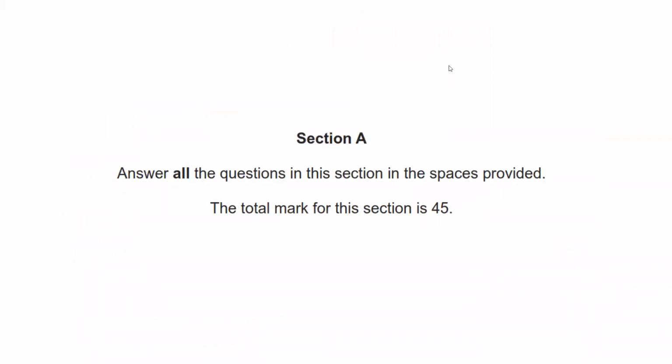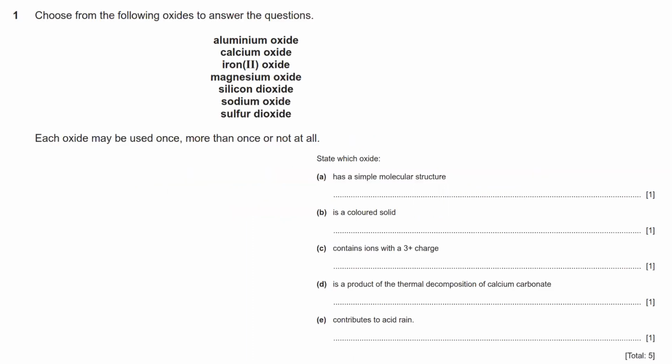Section A, answer all the questions in this section in the spaces provided. The total marks for this section is 45. First question, it says, choose from the following oxides to answer the questions. You are given the following oxides: aluminum oxide, calcium oxide, iron(III) oxide, iron(II) oxide, magnesium oxide, silicon dioxide, sodium oxide, and sulfur dioxide. Each of these oxides may be used once, more than once, or not at all.